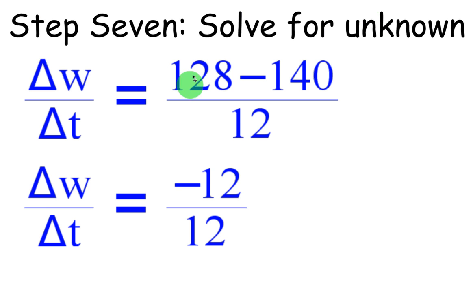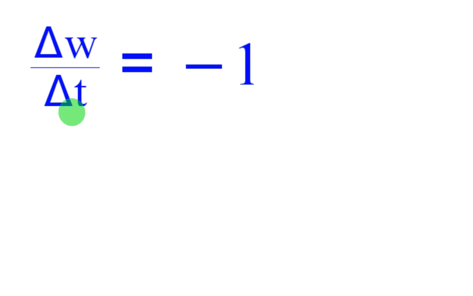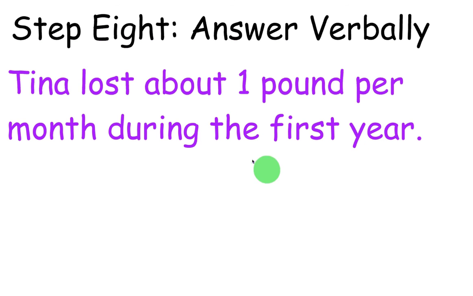So as you can see, we're going to plug this stuff into the equation. It makes sense. If she's lost 12 pounds after 12 months, you can pretty much see that she's averaging 1 pound per month. Now it's an average again. In fact, from months 11 to 12, you'll actually see that she lost more weight than she did in the previous months. But anyway, that's it. Tina lost about 1 pound per month during the first year.